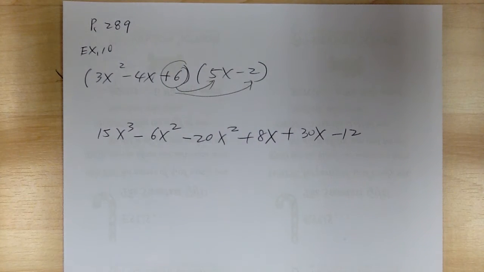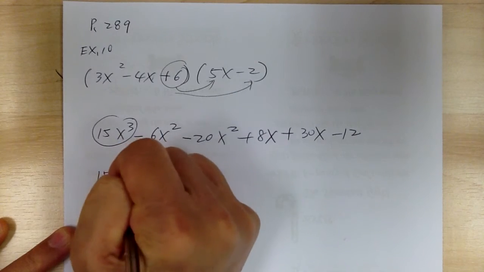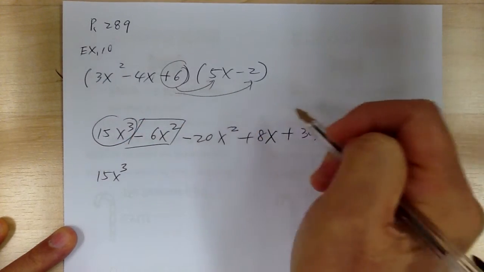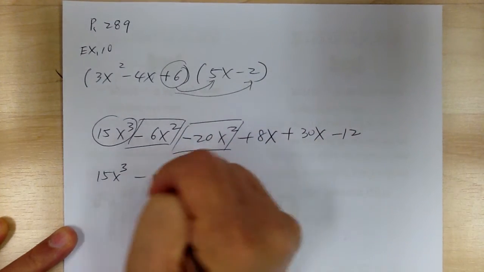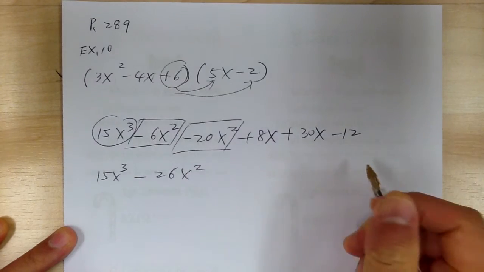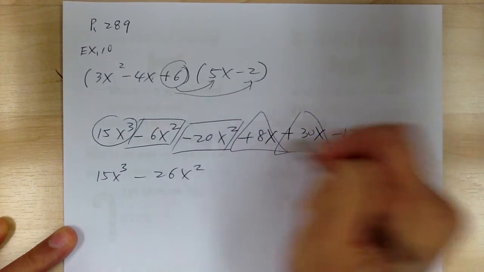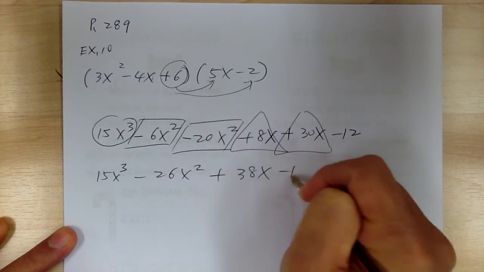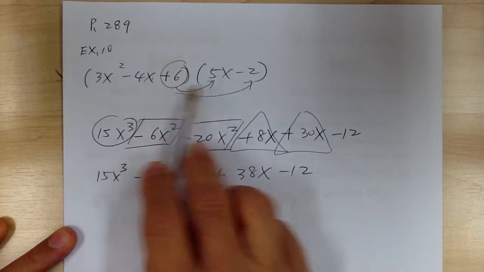Your next step would be combine the like terms. Okay, so you have the cube. Then you look for the square. So you have these two over here. So you have minus 26x squared. And then you have the x terms. So it would be plus 38x minus 12. And that's it. Okay? So you can just go down each one and distribute.